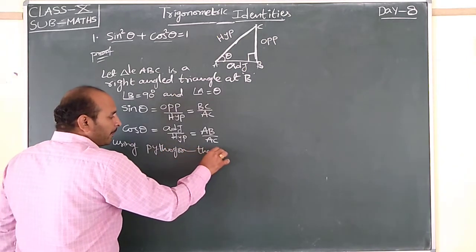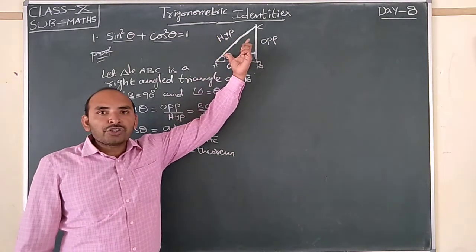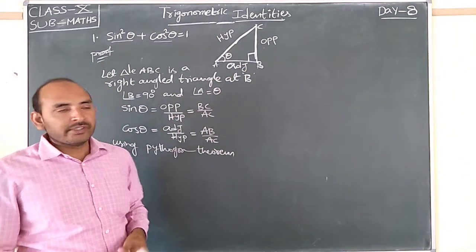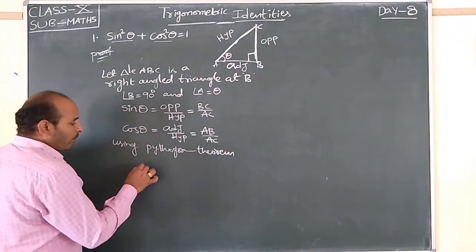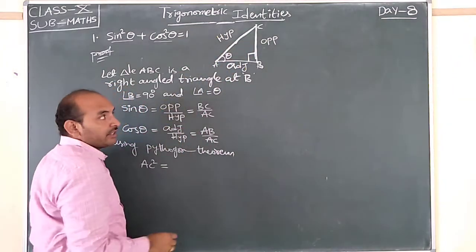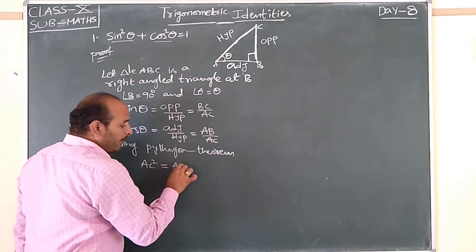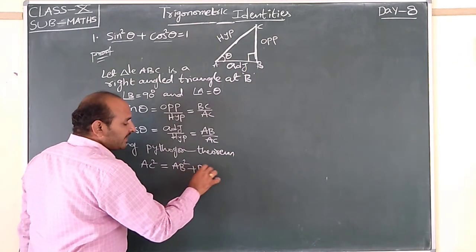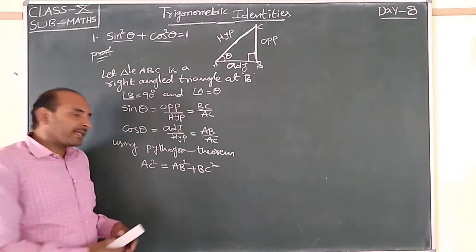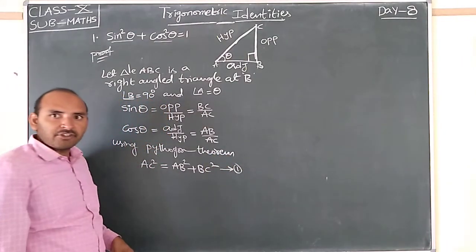Now, by using the Pythagoras theorem. What do you know about the Pythagoras theorem? Hypotenuse square is equal to the sum of the squares of the other two sides. Like AC square is equal to the sum of the squares of the remaining two sides, that is AB square plus BC square. This is the Pythagoras theorem formula. Let us say this is equation number 1.